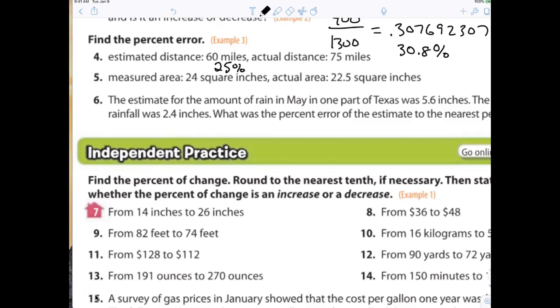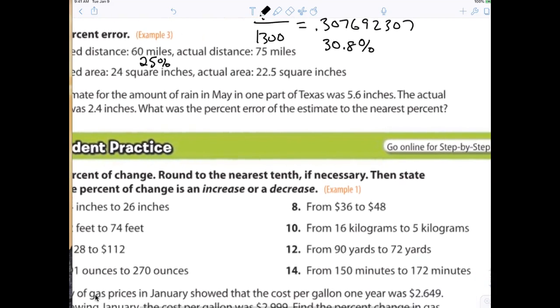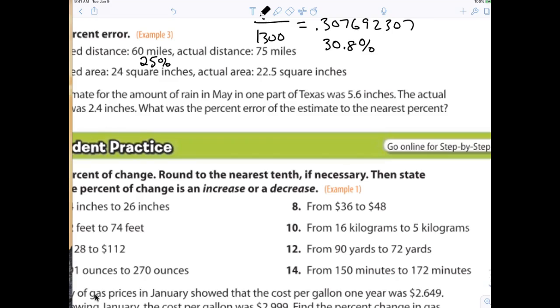All right, Thomas, you want to do the next one? You got number 6. You got to read it for me real quick, Thomas. Measured area 24 square inches. Actual area 22.5 square inches. So what do I do? You subtract. And what do I get? 2.5.